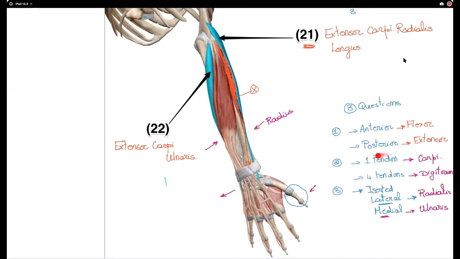The second question I need to ask myself is whether the muscle has one tendon or four tendons. If the muscle has a single tendon, it's going to be mainly performing an action affecting my wrist joint. And if I'm only affecting the wrist joint, something related to the wrist, it's going to be carpi. What if I have four tendons? Four tendons means I'm going to be moving the fingers rather than the wrist only. So if I am moving the fingers, something related to the fingers, it's digitorum.